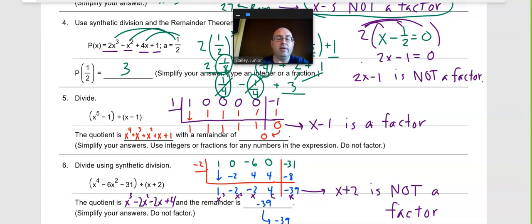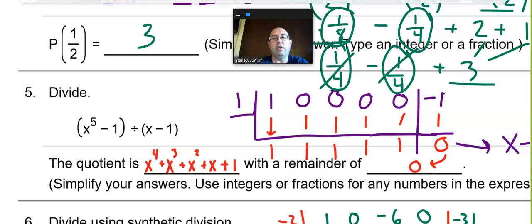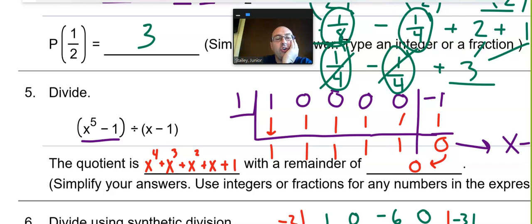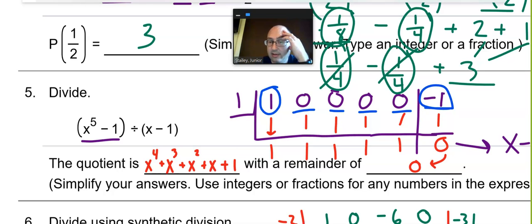We get into something different here, right? X to the 5th minus 1 divided by x minus 1. All right, x to the 5th minus 1. Well, that means that we have missing terms, right? There's no x to the 4th, there's no x to the 3rd, there's no x to the 2nd, there's no x to the 1st. So what I had to do is I had to put a 1 for x to the 5th, 0 for x to the 4th, 0 for x cubed, 0 for x squared, 0 for x, and then a minus 1 at the very end. If I don't do that, I'm going to get the wrong answer.